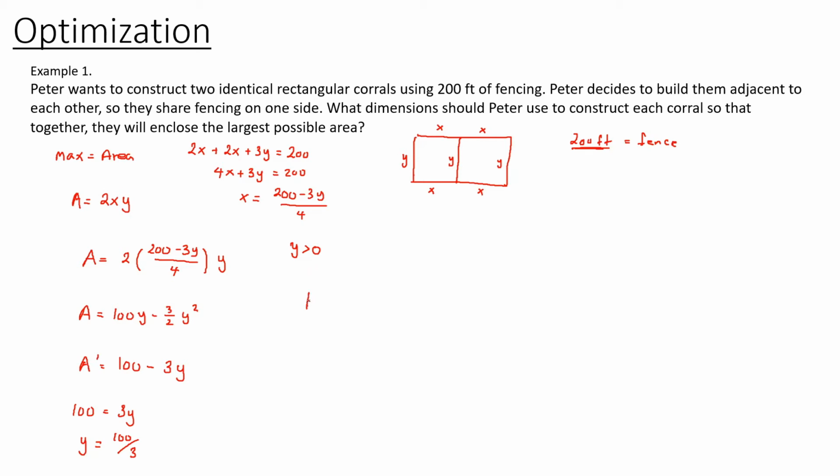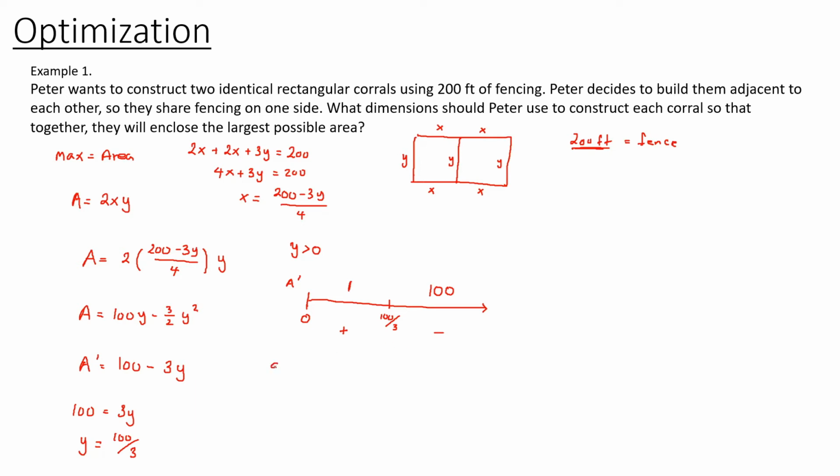So when we test our first derivative test, we're going to start from 0. I'm going to choose 1, and since this is about 33, I'm going to choose 100. If you substitute 1 into the derivative, you'll find that it comes out to be positive. And if you substitute 100, then you're going to come out with negative.